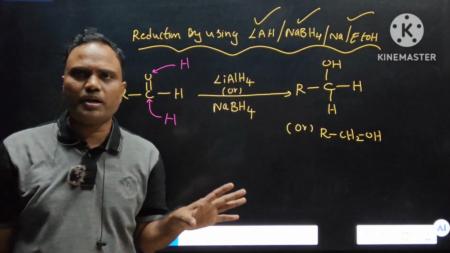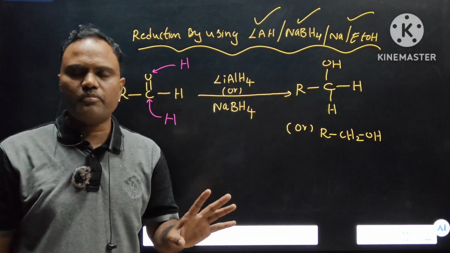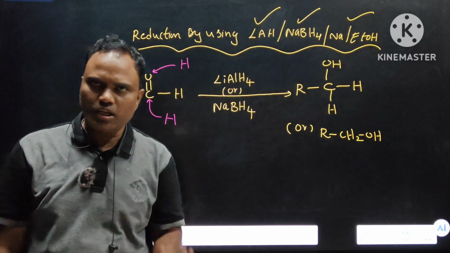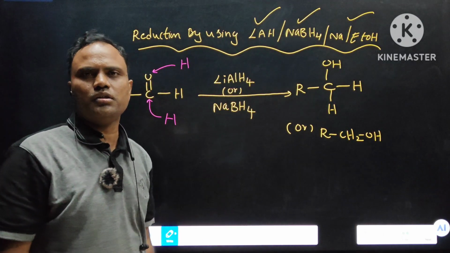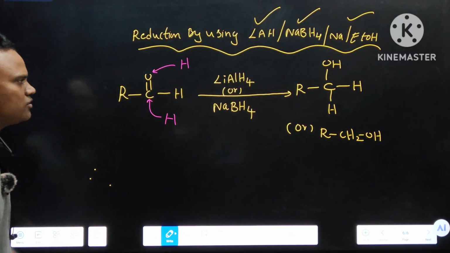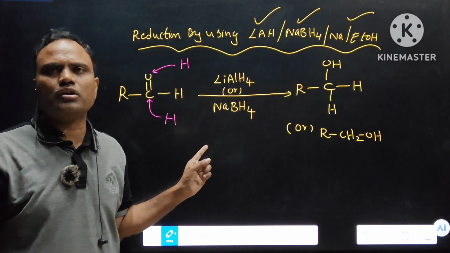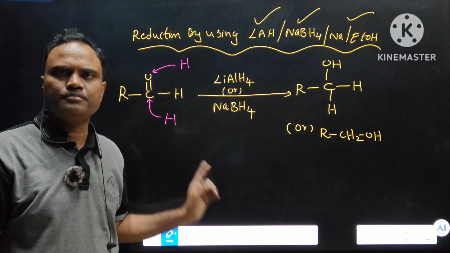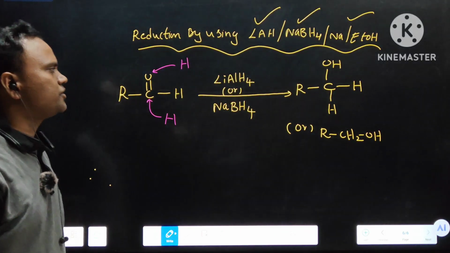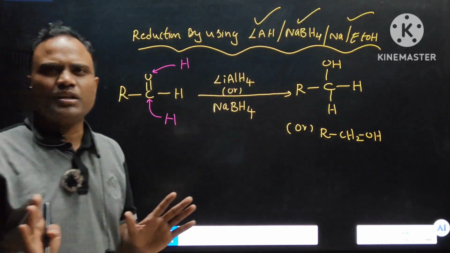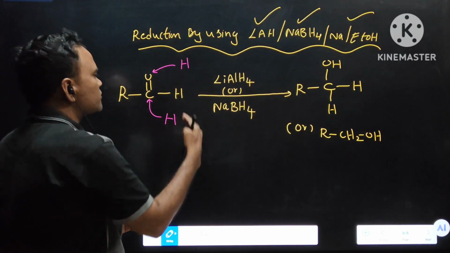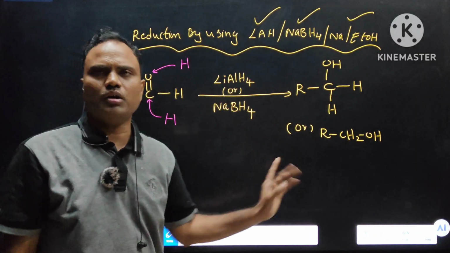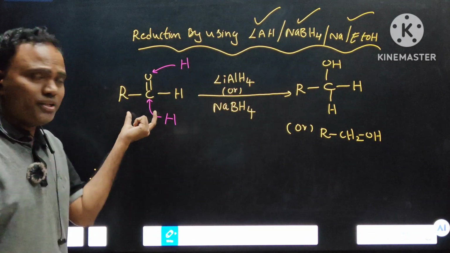This is not the original mechanism. The original mechanism will give you confusion. Shortcut mechanism only, very easy. Follow this one only. Any doubt in this? Did you get this shortcut mechanism, all of you? Clear? Very easy. Add hydrogen to oxygen and hydrogen to carbon, and remove the double bond. Alcohol will be produced. This is aldehyde.